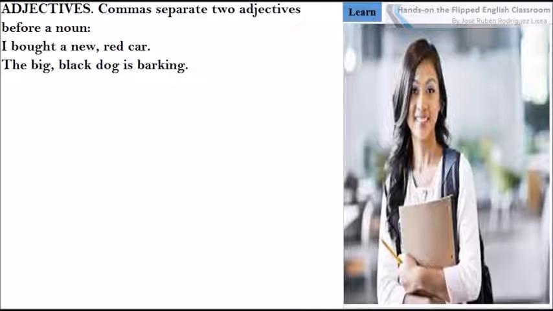Adjectives. Commas separate two adjectives before a noun. I bought a new, red car. The big, black dog is barking.